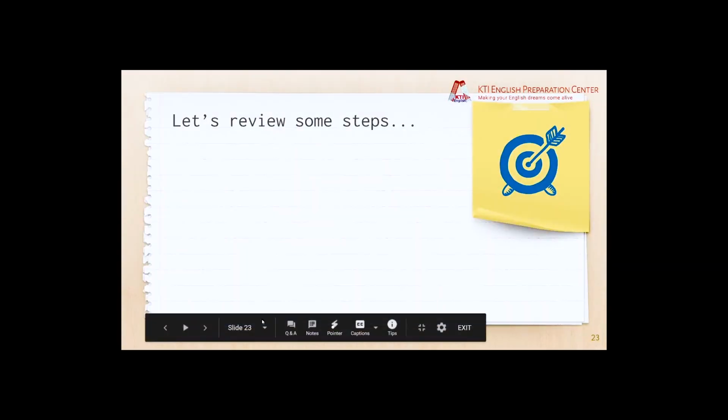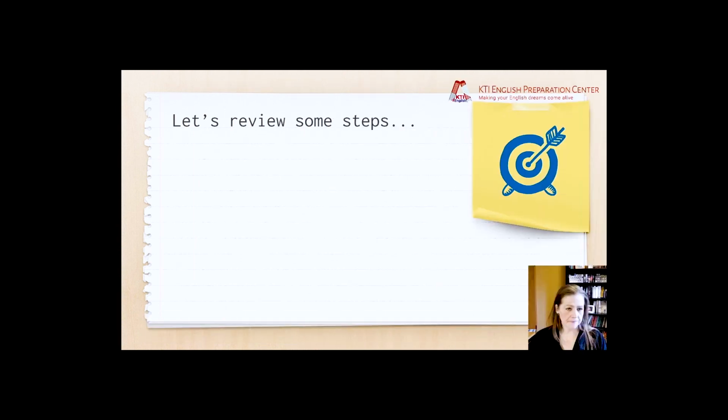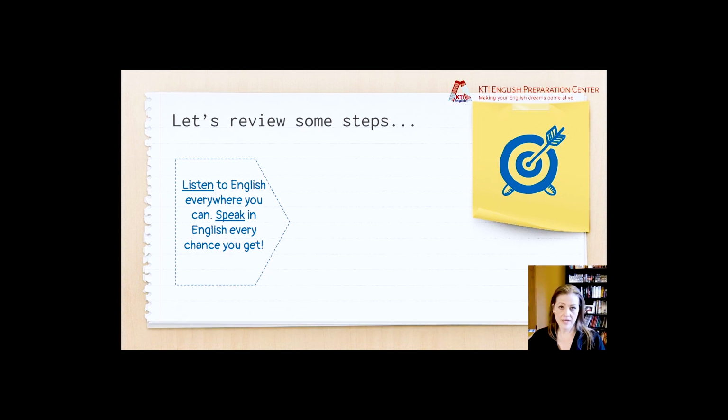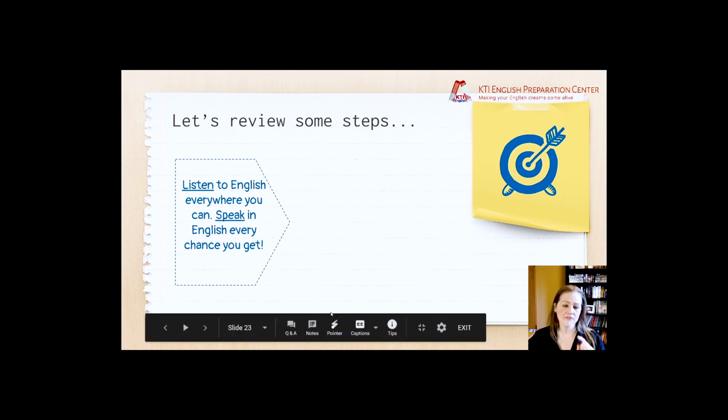Okay, let's look at a few of these steps that we talked about. Always, always, always listen to English wherever you can. Okay, even podcasts. I don't think I mentioned podcasts last time, but YouTube videos. Listen to native speakers when you can. Tune in to what they're saying, okay? Eavesdrop if you need to. Speak in English every chance you get, okay?